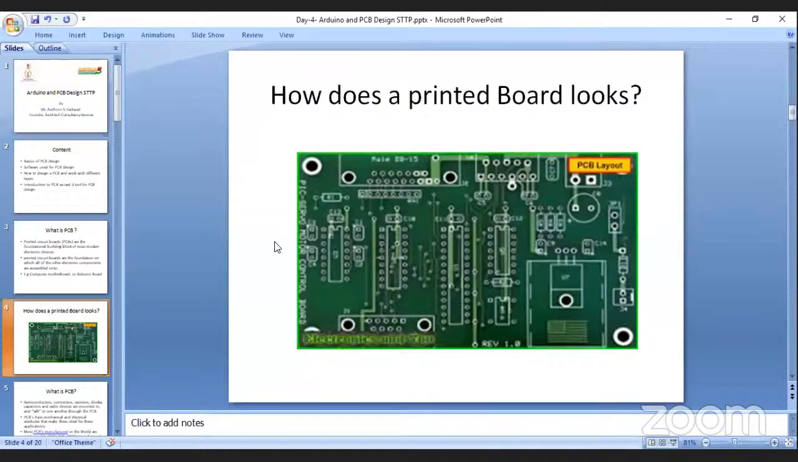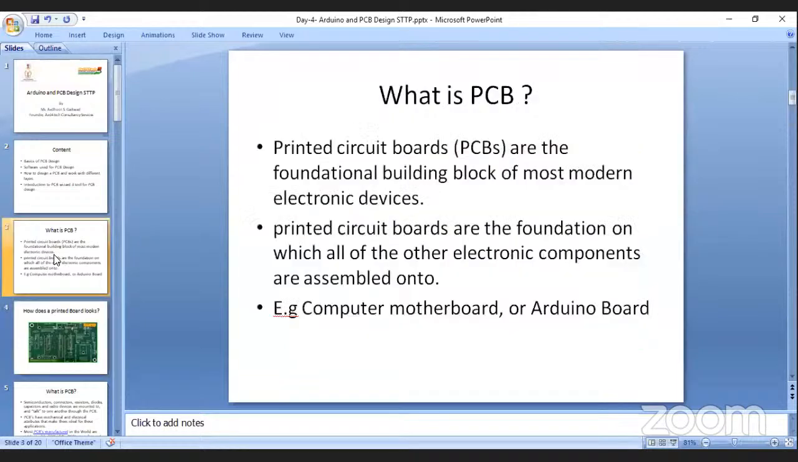Let us try to understand what a PCB basically is. What we have seen is a small description of a printed circuit board, where we can see the printed circuit board in normal day-to-day life, right? But what exactly is the PCB in a theoretical manner?